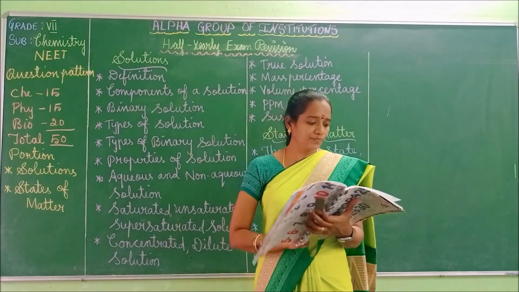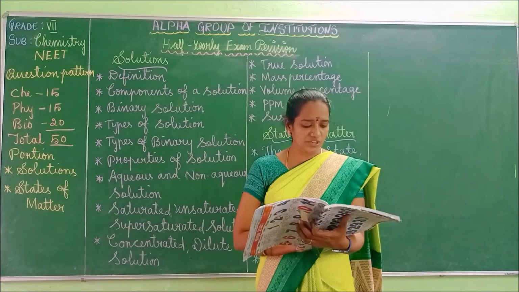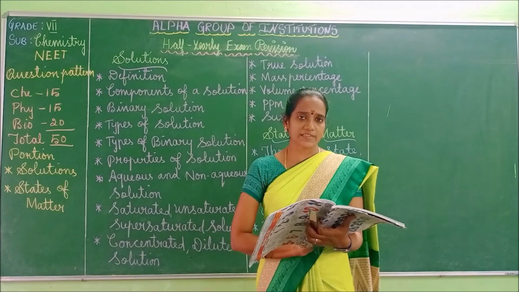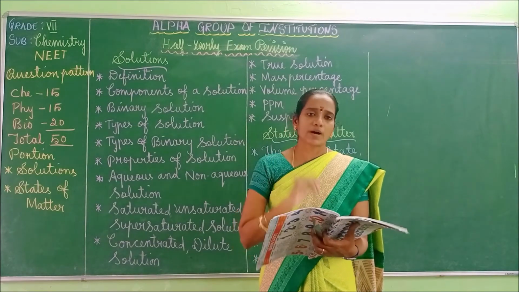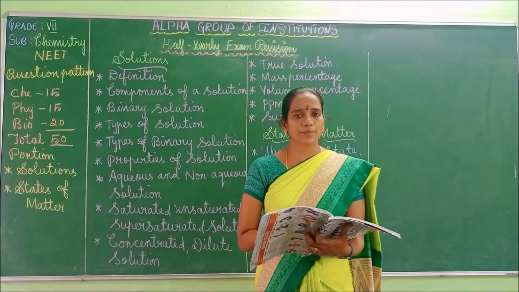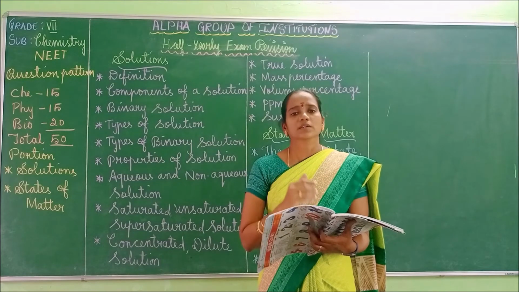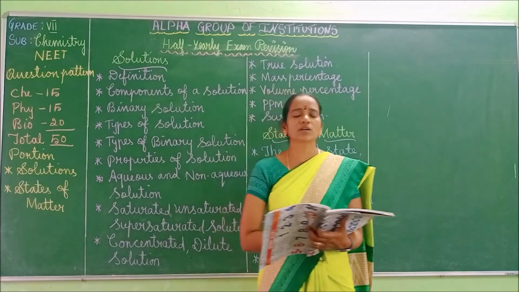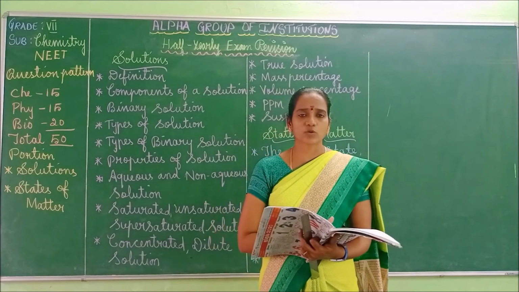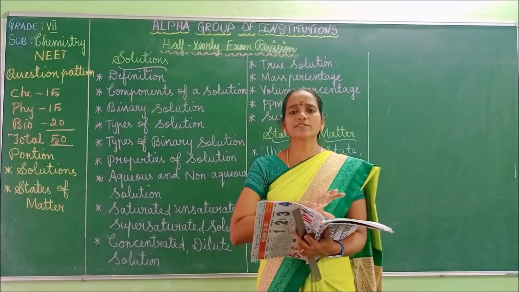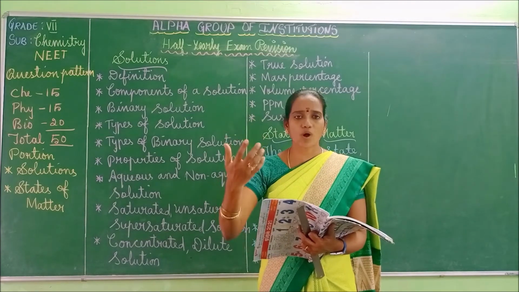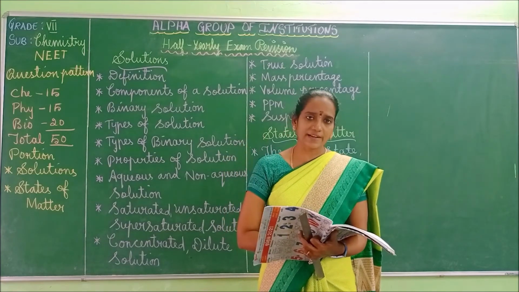So next one, true solution. True solution you have to concentrate on, and then concentration of solution: mass percentage, volume percentage, and then ppm. ppm means parts per million. Finally, suspension. Suspension is a heterogeneous mixture of two or more components. Heterogeneous means the components will not appear as a single phase. Here the components appear as more than one phase. For example, sand and water.